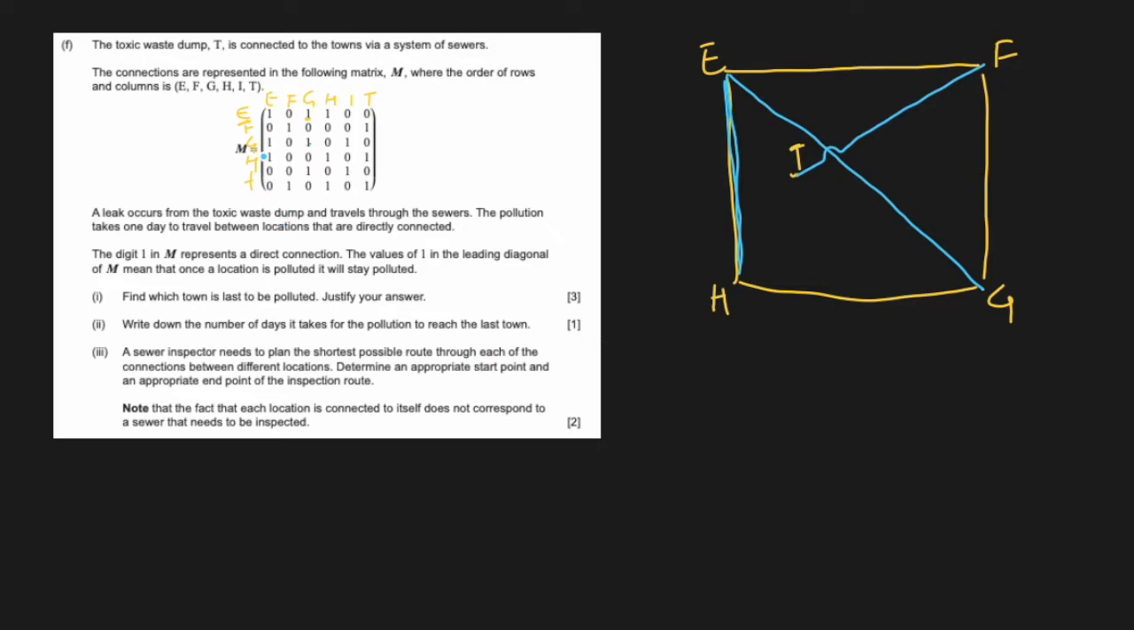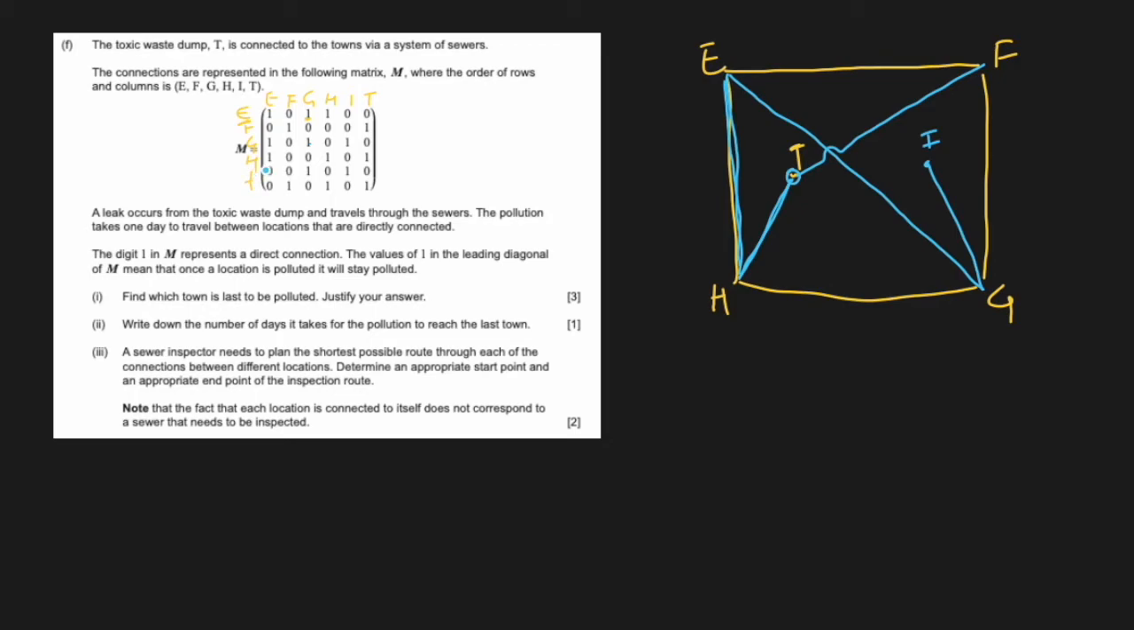Next, G is connected with E already, and is connected with itself, and I. So I was somewhere here, right? I was here. So it is connected with I as well. H is connected with E itself and T. So T, there is a sewers line from here also. This is T.